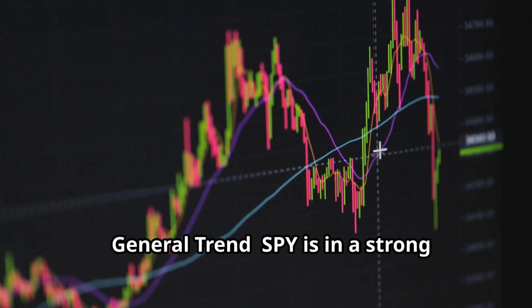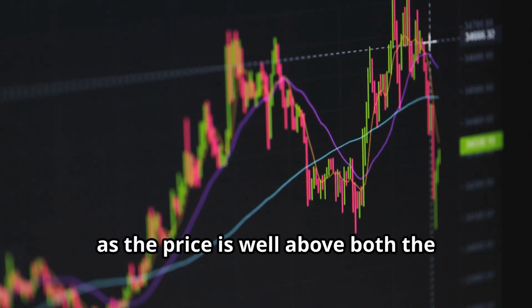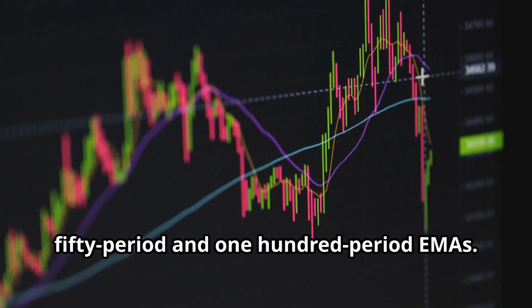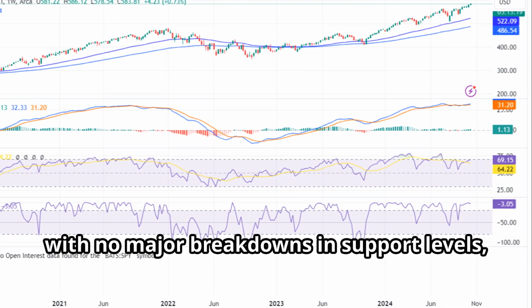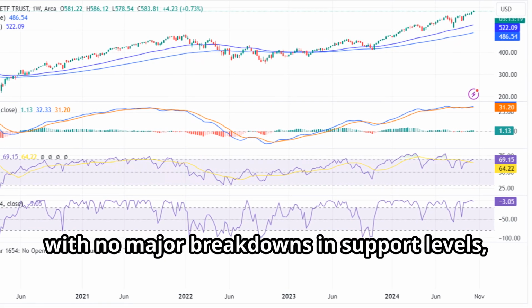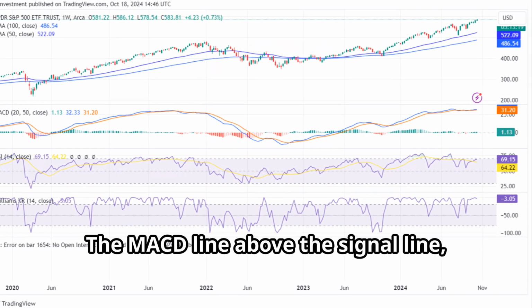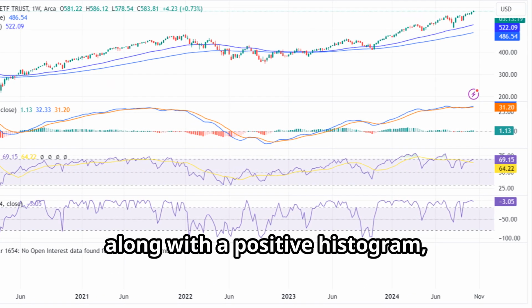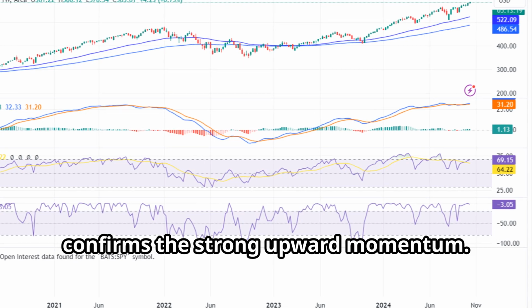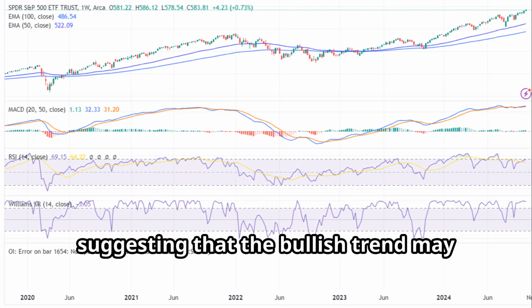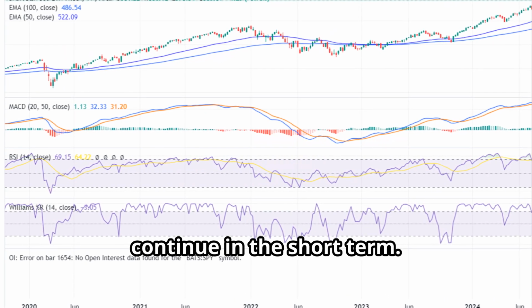General trend. SPY is in a strong bullish trend, as the price is well above both the 50-period and 100-period EMAs. The price has been rising steadily, with no major breakdowns in support levels, indicating that the long-term uptrend remains intact. The MACD line above the signal line, along with a positive histogram, confirms the strong upward momentum. There are no signs of bearish divergence, suggesting that the bullish trend may continue in the short term.